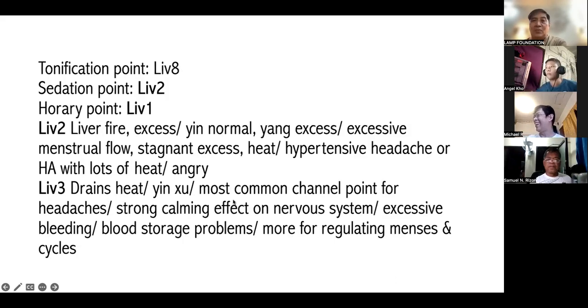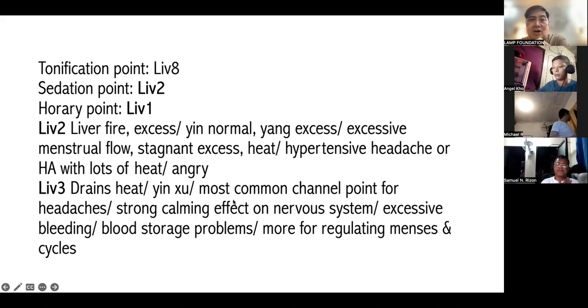Okay. Tonification point of the liver is... Why is liver 8? Liver 8 kasi po, water element po. Water point. Sorry. Sedation point. Sedation point po is liver 2, because fire point. Very good. Ferrari point is liver 1. Wood point po, of the wood element, liver 1. Yes, very good.